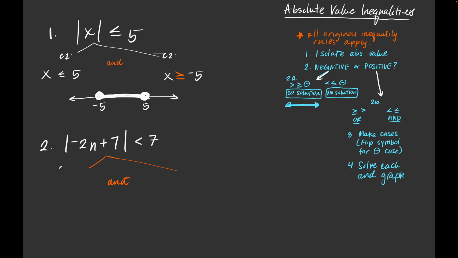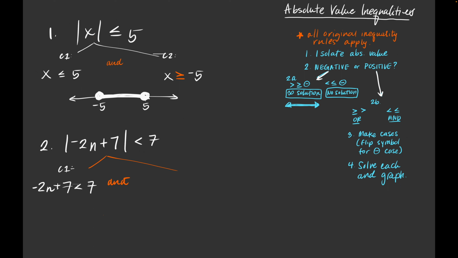When we make our cases, we have case 1. Case 1 is going to be the inside of the absolute value is less than 7 since I'm working with the positive value. So I have negative 2 plus 7. Ooh, that's funky. Negative 2 plus 7 is less than 7.